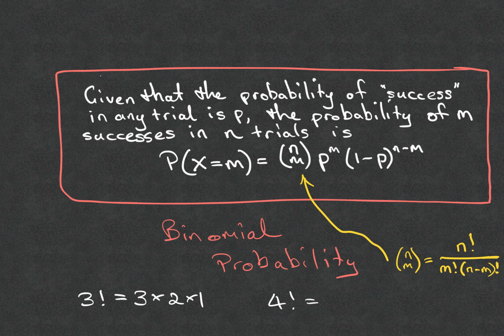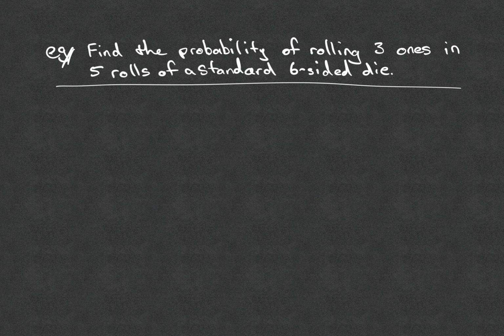4 factorial is 4 times 3 times 2 times 1, and so on, depending on what integer you put in there from this previous page. Okay, so let's check out an example. We're asked to find the probability of rolling 3 ones in 5 rolls of a standard 6-sided die.